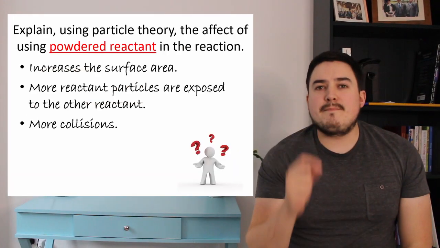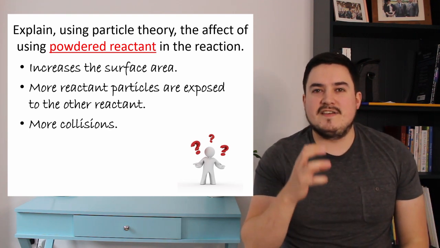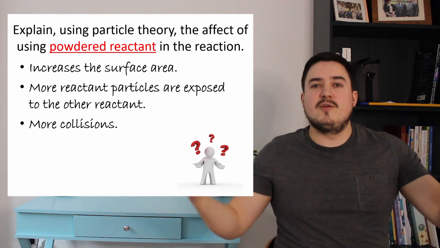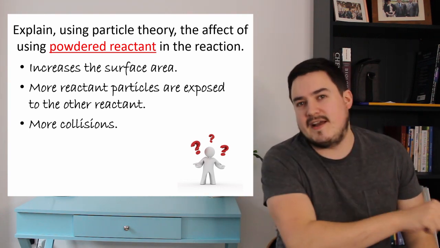When it comes to using a powder instead of a block of a substance, this means we end up with a higher surface area. The more surface area there is, the more surface there is for collisions to happen with, and we know the more collisions, the faster our rate's going to be.